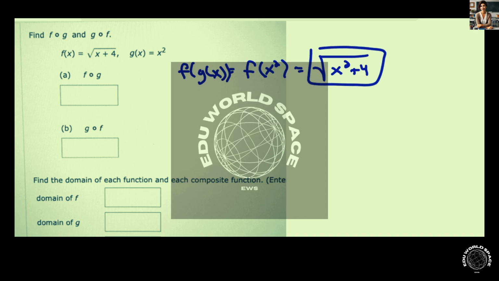G of f is g of f of x, or g of f of x is the square root of x plus 4. And so that would be equal to the square root of x plus 4 squared.